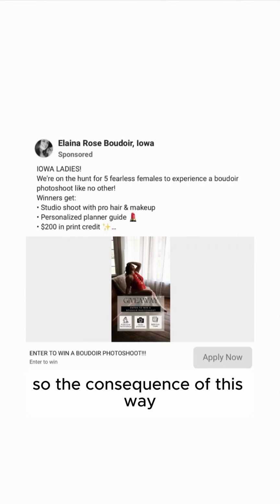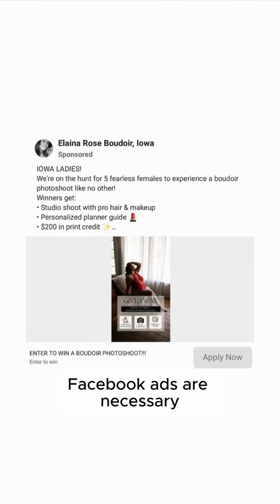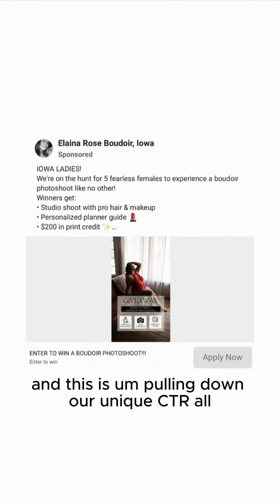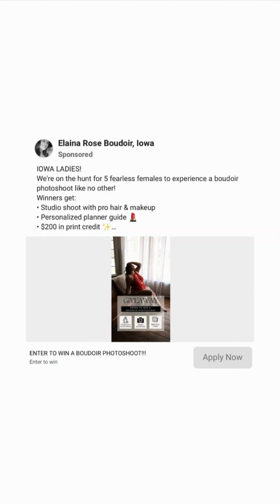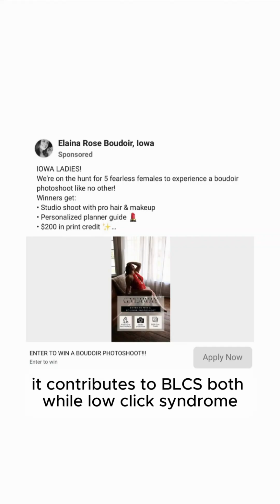So the consequence of this is way more women scrolling by our Boudoir Facebook ads than necessary. And this is pulling down our unique CTR. When it's pulling down our unique CTR, it contributes to BLCS, Boudoir low click syndrome.